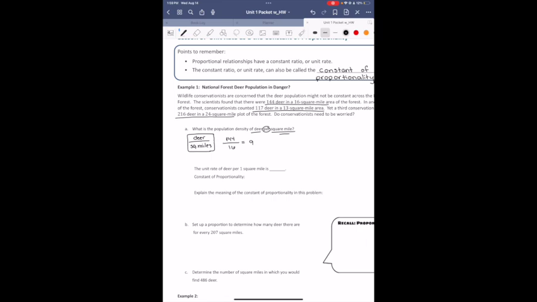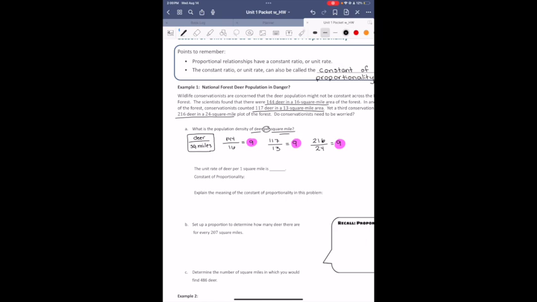So that means there's 9 deer. So 117 would be the second one in a 13 square mile plot. When I go ahead and divide that, I get 9. And the next one, my last conservationist counted 216 deer in a 24 square mile plot. And when I divide those, I still get 9. Now I'm going to highlight all 3 of these numbers because they are all the same, which is extremely important.